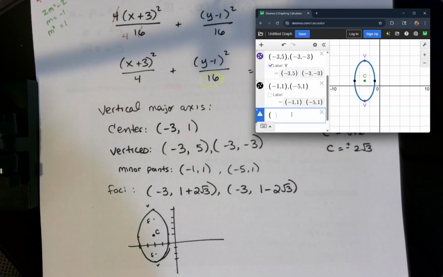And then our foci, these are the ones I just eyeballed where they should go, but we can put them precisely at, oh, they're even closer, at -3, 1 plus and 1 minus 2 square root of 3. So they're a little closer than I might have drawn them. I just didn't know how far away they were. So that's the location of my foci.